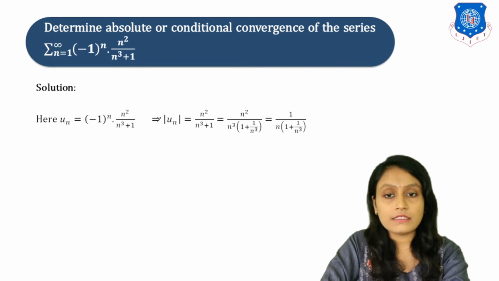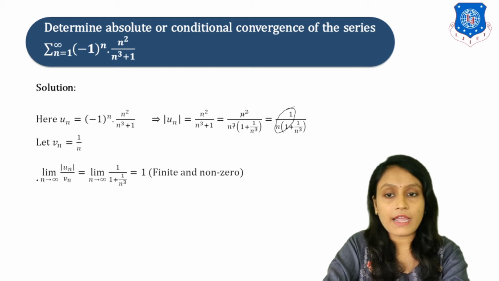Now we will check whether this series mod Un is convergent or not. For that we will apply the limit comparison test. Firstly, take out n cube common from the denominator. So you will get n cube into 1 plus 1 upon n cube. This n square will get cancelled. So what will remain is 1 upon n into 1 plus 1 upon n cube. Now we will suppose Vn as 1 upon n, right? So Vn is 1 upon n.